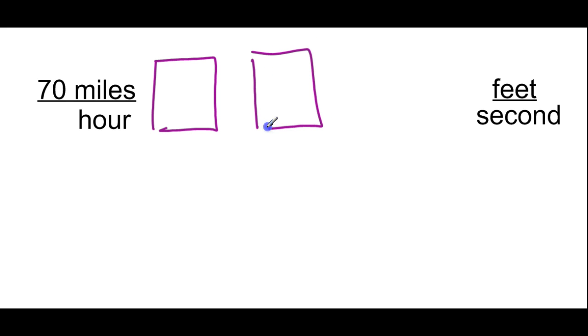Let's say that you are traveling at a rate of 70 miles per hour, and you want to see how many feet per second that is. So what I'm going to do is put a couple of what I call conversion boxes here. Okay? And it's all about changing the words. So I want to change from miles to feet.